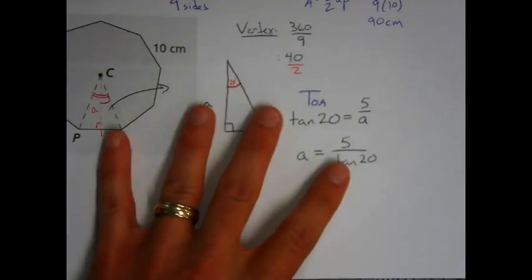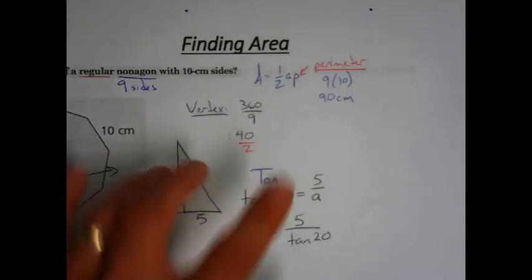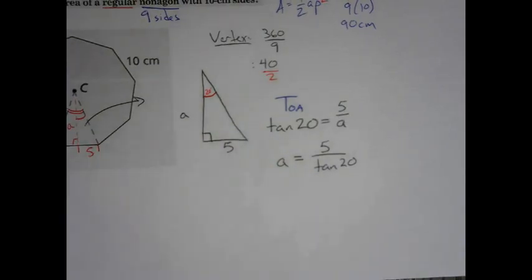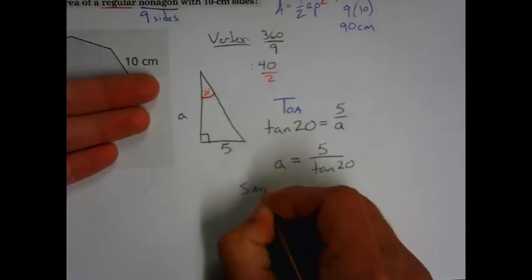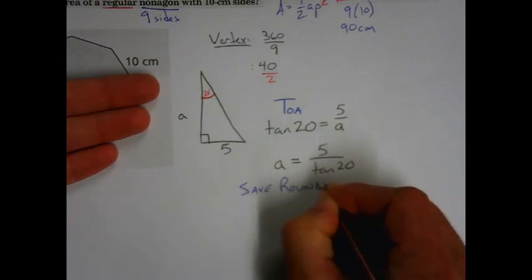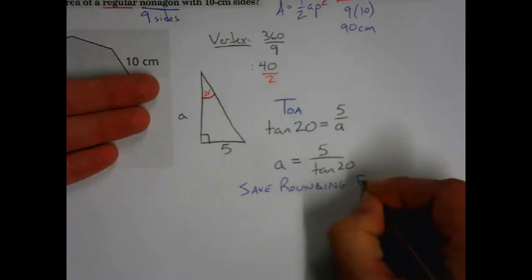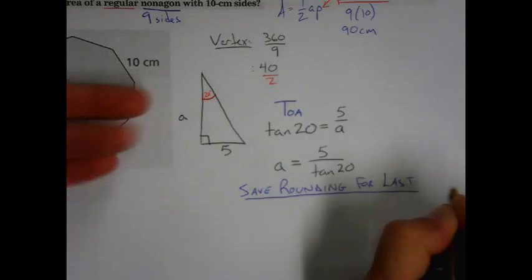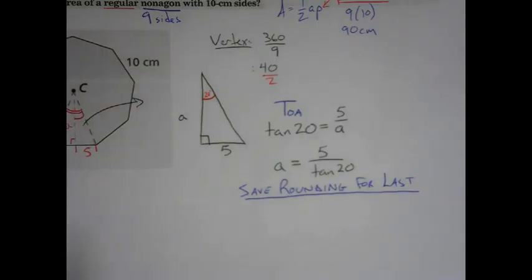So do we punch in our numbers here? We can. We know our perimeter was 90. We know our apothem is whatever this comes out to be in the calculator. And this is what I'm going to caution you about. I want you to round at the very end. Save rounding for last. It's going to make things look kind of tricky, but I'm going to teach you how to use the calculator. Things are going to look crazy, but that's how we'll use the calculator.